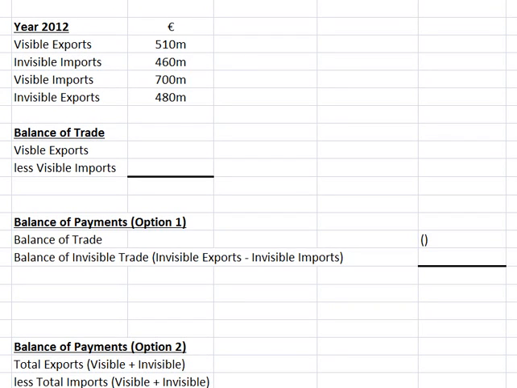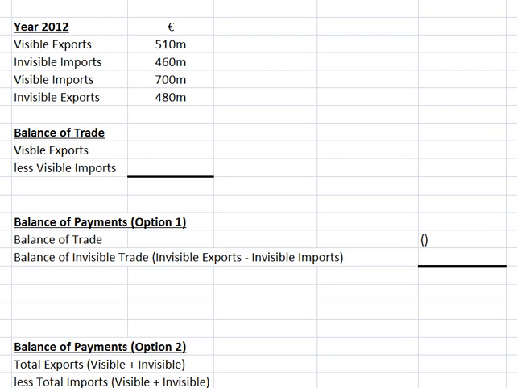This is a short video on how to calculate balance of trade and balance of payments. Balance of trade is the difference between visible exports and visible imports for a country for a year. Visible exports are physical goods produced in Ireland, sold to foreign countries.